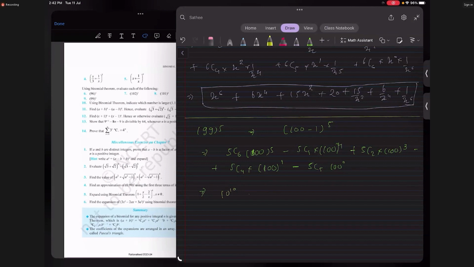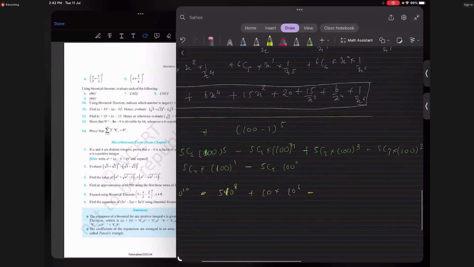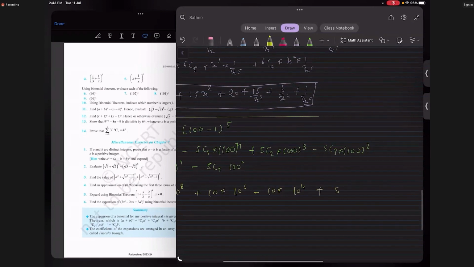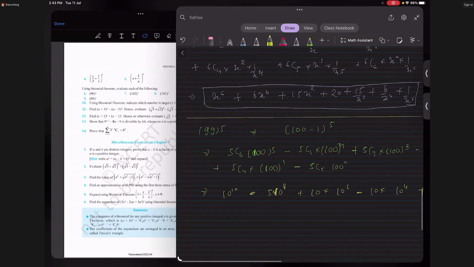This will be 10 to the power 10 minus 5 into 10 to the power 8, plus 10 into 10 to the power 6, minus 10 into 10 to the power 4, plus 5 into 10 to the power 2, minus 1. Okay. So if we calculate this, the answer comes to about 9500499. Okay.